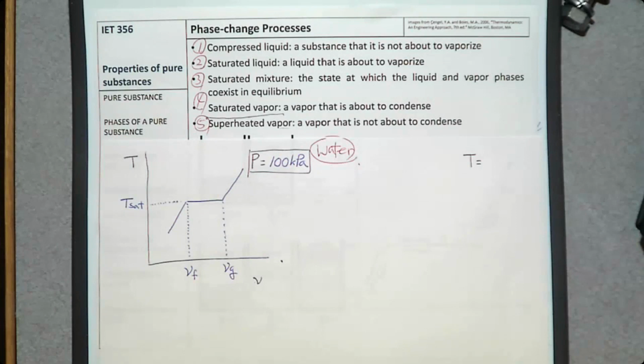Its temperature goes up first, right? So that is compressed liquid. And then, once the temperature reaches its boiling temperature, that is T sat, this point is saturated liquid, or liquid that is about to vaporize, because the temperature is already the boiling temperature, T sat.